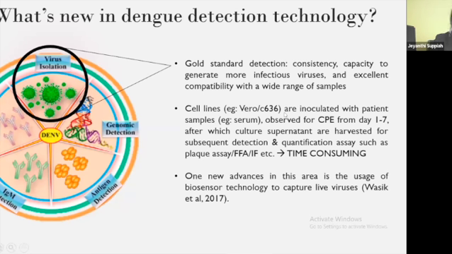So basically how it is performed, the cell lines are inoculated with patient samples, for example serum, after which you observe for CPE from day 1 to day 7 usually. After which the culture supernatant is harvested for subsequent detection or quantification, such as plaque assay, focus forming assay, or immunofluorescence. But there is a challenge with this technique.